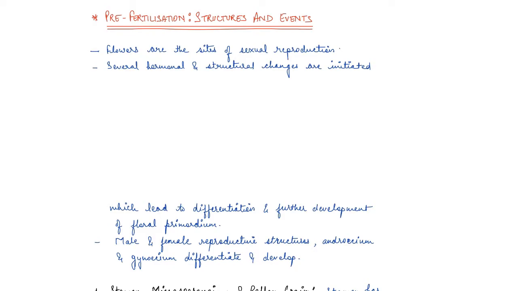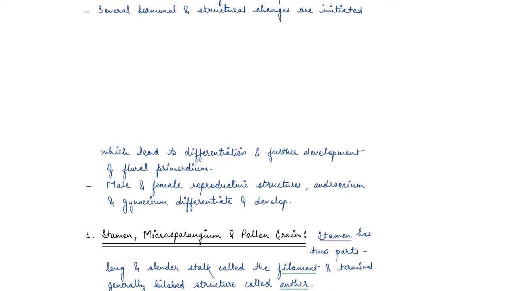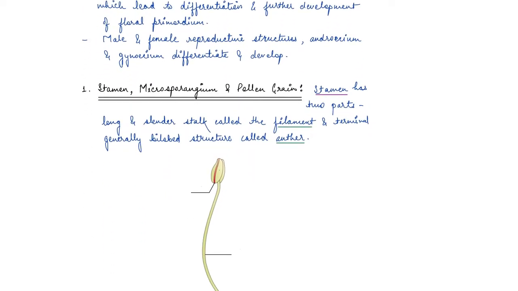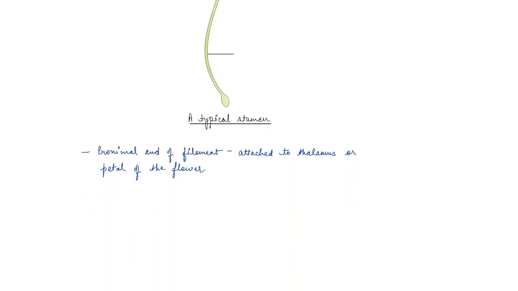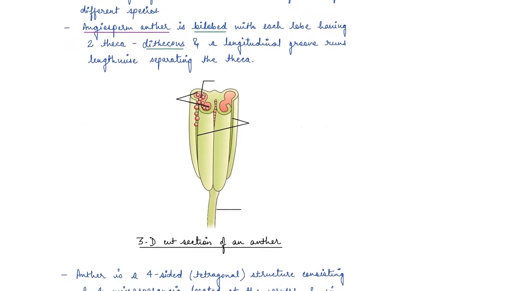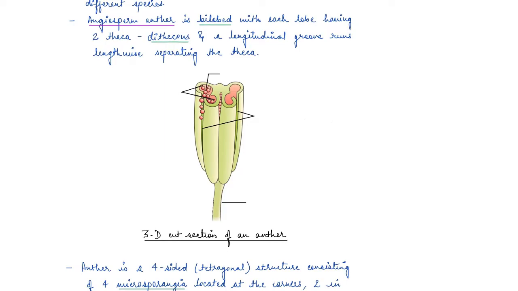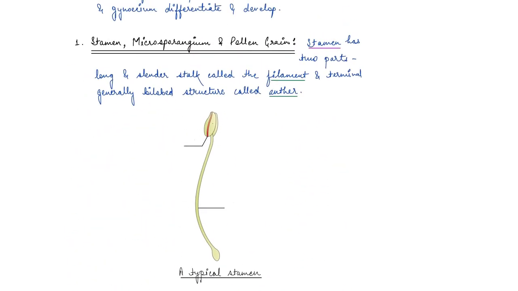So, first of all, we will see the male reproductive system, the androecium part, which is stamen, microsporangium, and then the pollen grain as well. Okay, so basically you'll see that there are two different structures. This is a stamen, which is the male reproductive part of a flower. And then there is another structure which is a section of an anther. It is important because it has the pollen grain. So we'll see both these structures in detail.